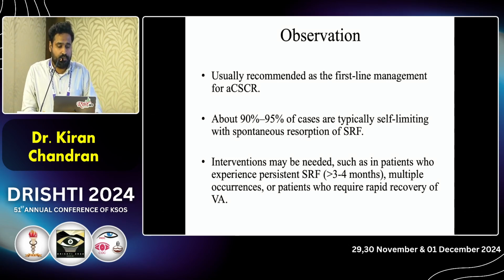Observation is usually recommended as a first-line treatment for acute CSCR. About 90 to 95% of cases are typically self-limiting, with spontaneous resolution of subretinal fluid. Interventions may be needed if the subretinal fluid is persisting for a duration of more than 3 to 4 months, if there are multiple recurrences, or if the patient wishes to have a slightly earlier recovery of vision.